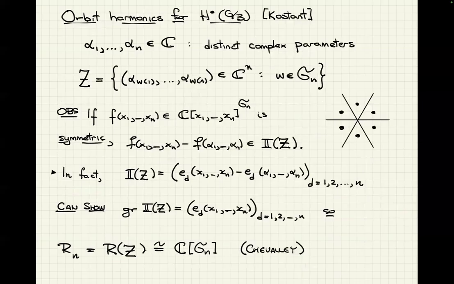So what about this constant example? How can we talk about the cohomology ring of the flag variety with orbit harmonics? I'm going to let alpha 1, alpha 2, up through alpha n be distinct complex parameters. And we're going to have a locus Z, really Z of alpha, that depends on alpha. It's going to be given by the set of points in C to the n of the form alpha w of 1 up through alpha w of n, where w is in Sn.